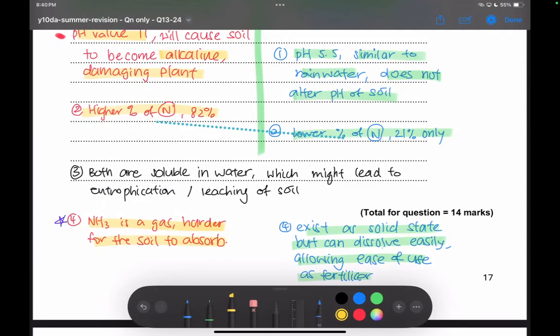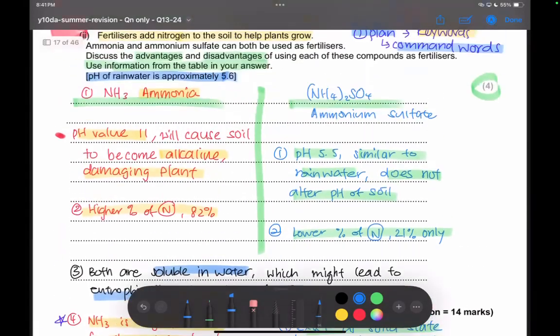The tougher one, unless you are a geography student or you read beyond the syllabus, you might not know of the term eutrophication, which is basically too much nitrogen compound in water, leading to the overgrowth of algae. So this is the downside of using too much fertilizer. They are both soluble in water essentially, but the downside of this is it will lead to eutrophication, it will leach into the soil. So this is the fourth point, but not easy to hit if you are not sure about this.